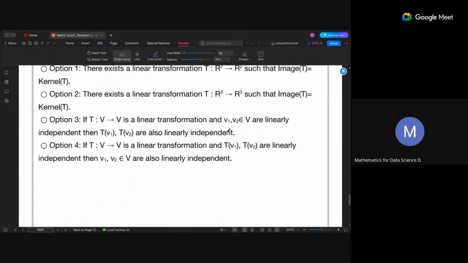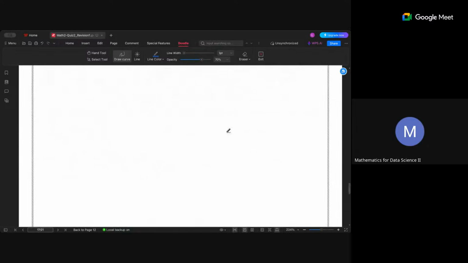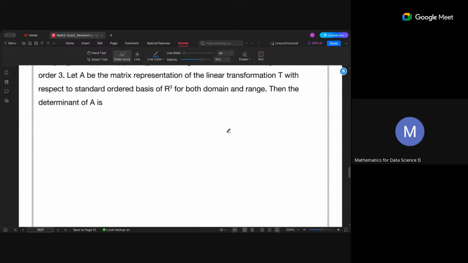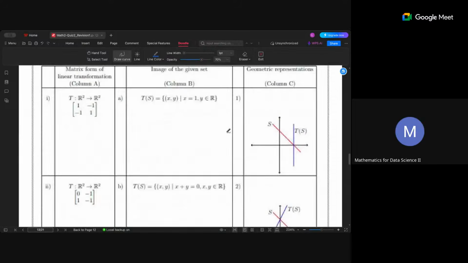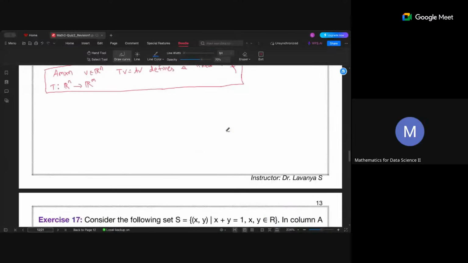So let me quickly answer this question and then I will come to the other question. Let's say that you have S1 equal to the set of all x comma y such that x plus y is equal to 0. Now this is a subspace of R2, right? What is the dimension of S1? Ma'am, 1.